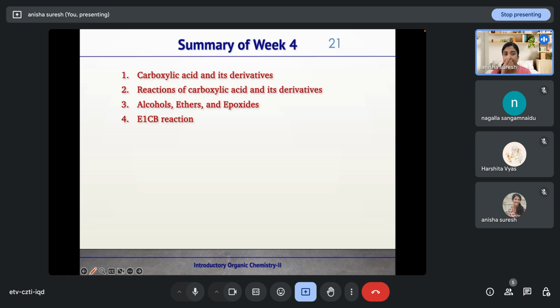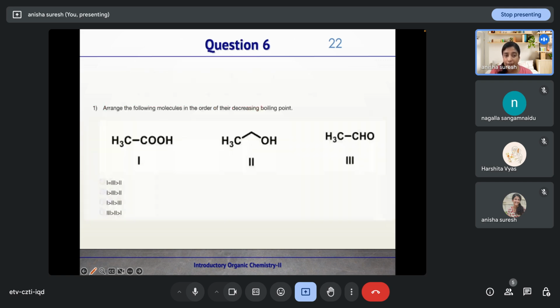Now coming to the summary of week 4. In week 4, the carboxylic acid and its derivatives were discussed, so reactions of carboxylic acid and its derivatives. And briefly, the alcohols, ethers and epoxides were covered. And a special topic, the Even CB reaction, was discussed. So coming to problems based on week 4.